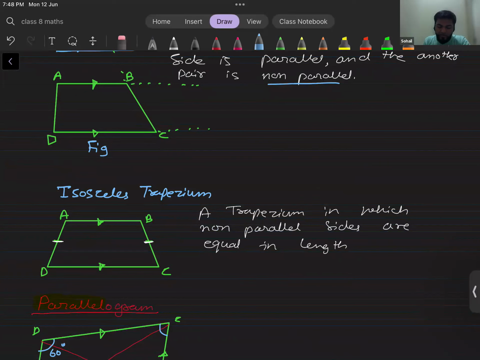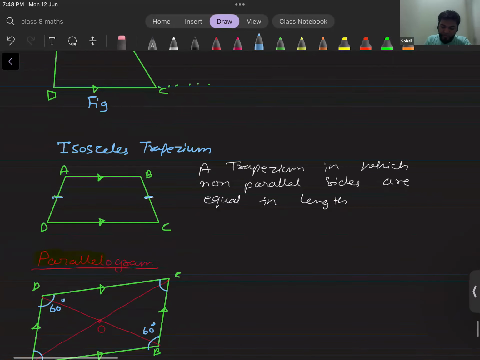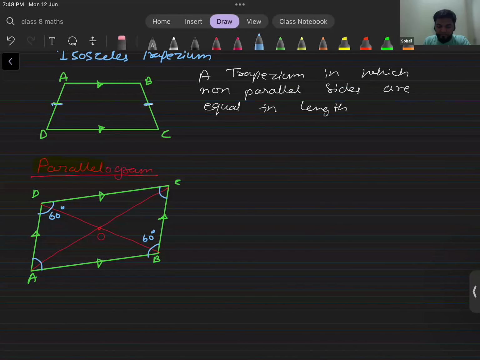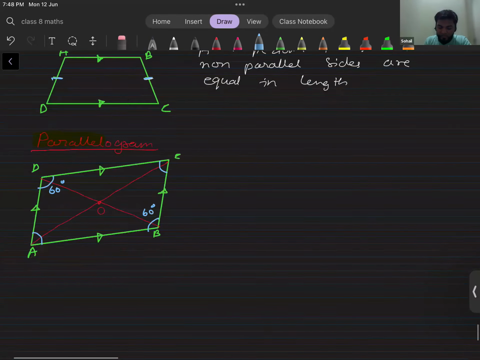So what is special about isosceles trapezium here, Ahmed? You see side AB and side BC here, side AD and side BC, they are of equal length here. So that will be simply called isosceles trapezium. Okay, so now we are discussing parallelogram. Yes, Ahmed? Yes, sir.